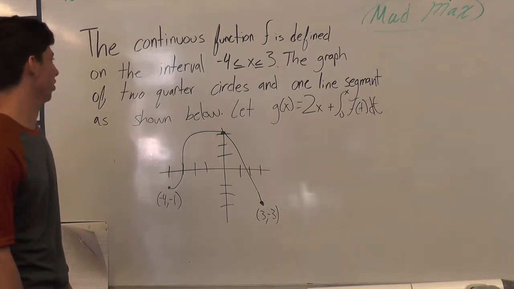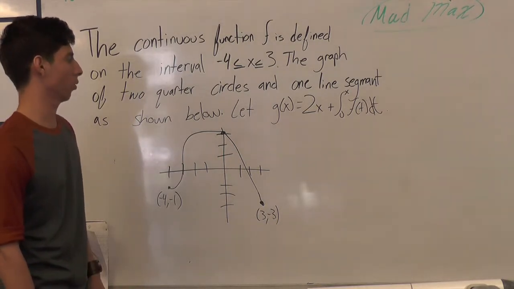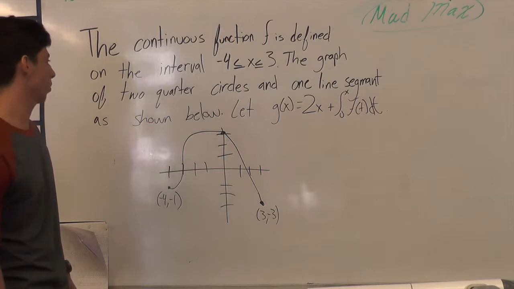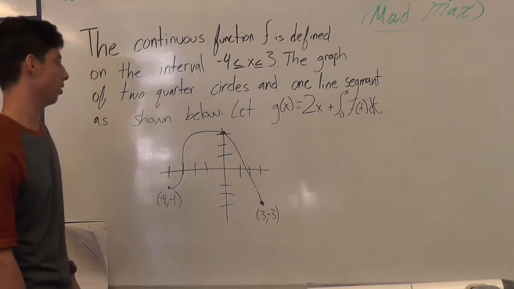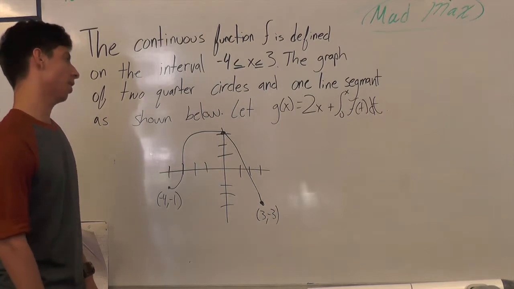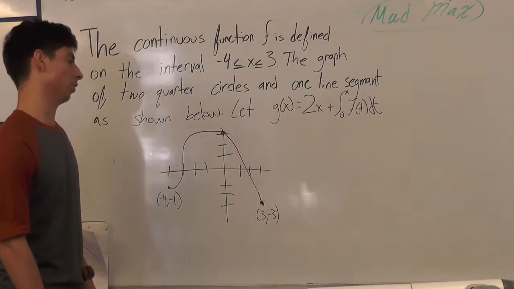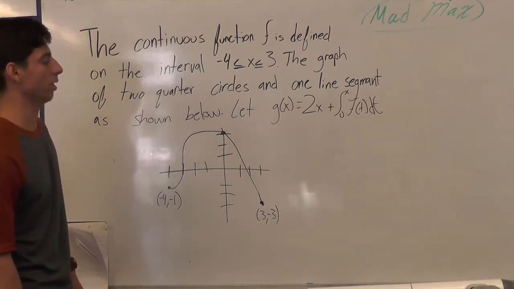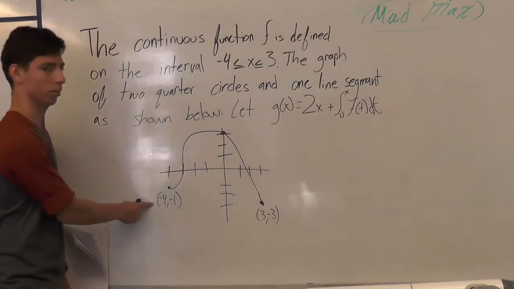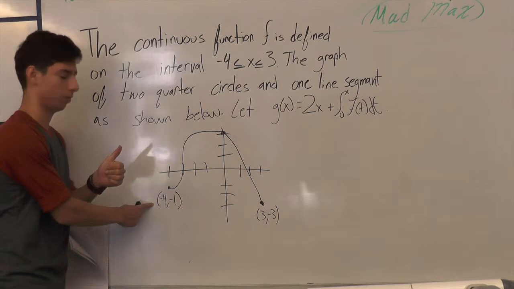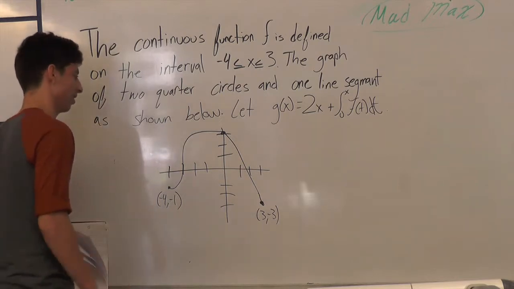f is defined on the interval -4 to 3. The graph of f consists of two quarter circles and one line segment, as shown below. Let g of x equal 2x plus the integral from 0 to x of f of t dt. That's your graph.